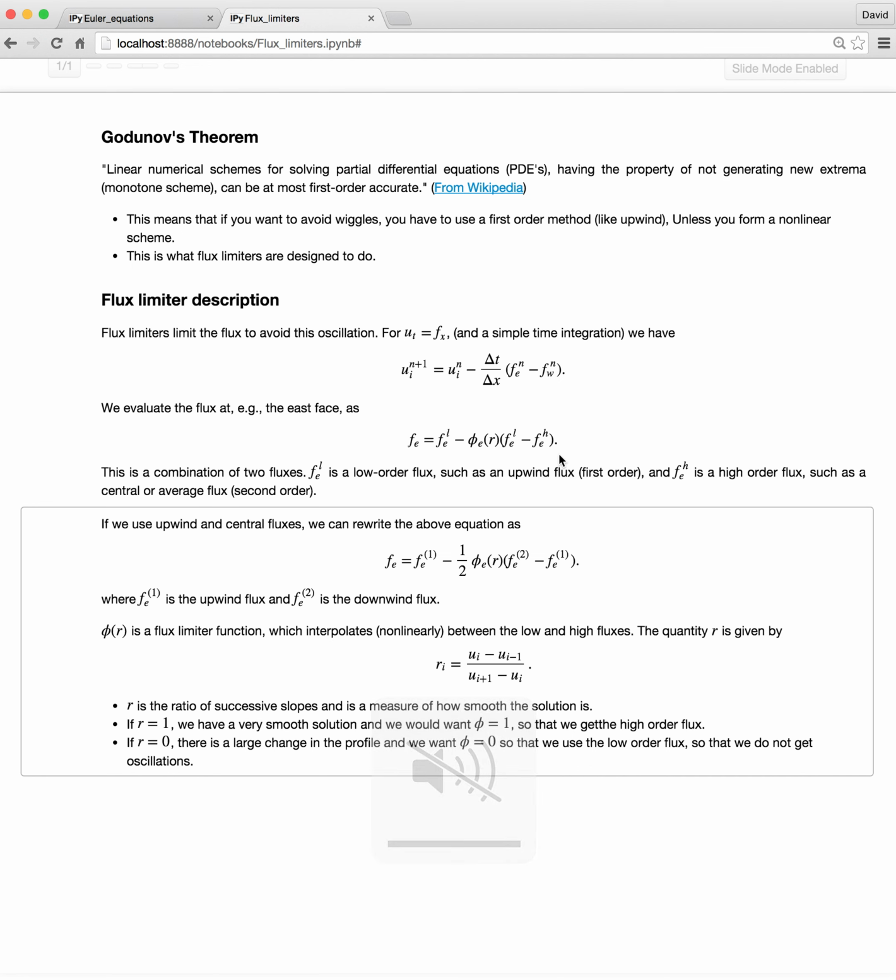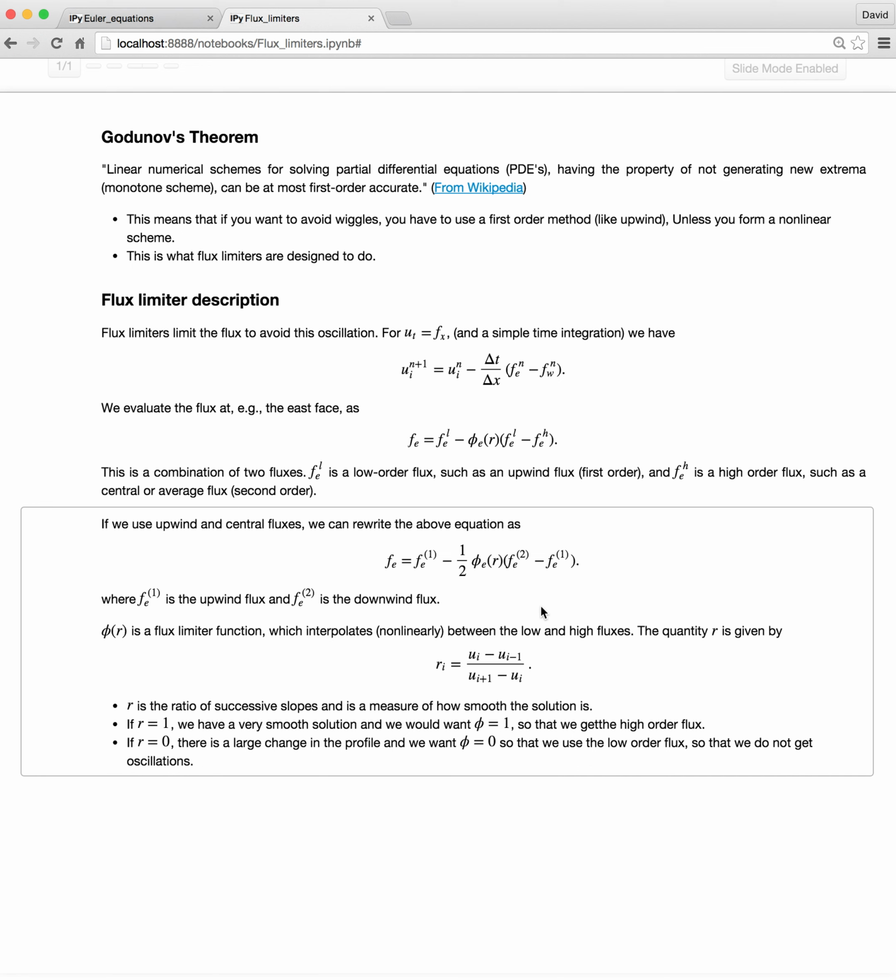So here we have phi of r is the flux limiter function, and it's a function of r, and r is given by this quantity here. It's basically just the ratio of successive slopes. So if you take u i plus 1, and u i minus 1, then this is basically just the ratio of the difference between the two neighbors and the two neighbors next door to it, u i minus u i minus 1 divided by u i plus 1 minus u i. So r just gives you an indication of how smooth your solution is at the given point.